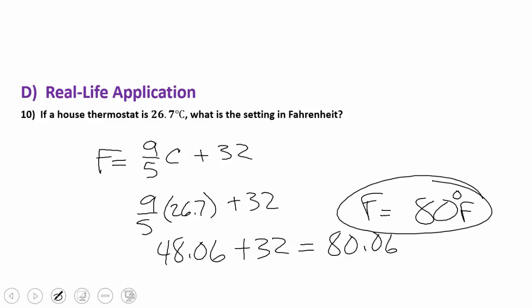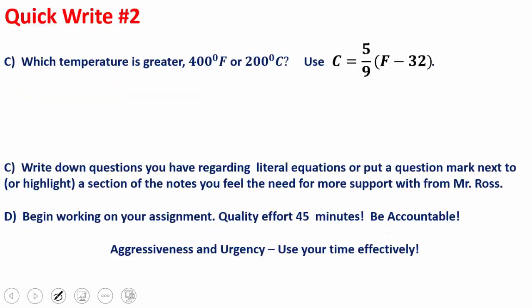That's just more than plug and chug. I didn't think we needed to spend too much time talking about it. It's taking a real-life literal equation, a real-life formula, altering it so that we can get the answers we want based on the information that is given to us. Ladies and gentlemen, we are done for tonight.